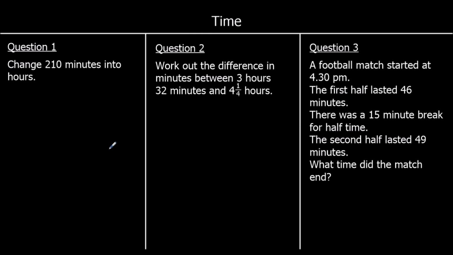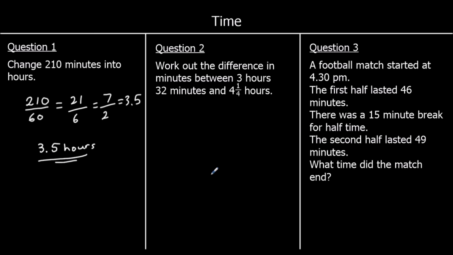Okay, let's finish up with 3 questions. Pause the video, give them a go, and press play when you're ready for the answers. Question 1. Change 210 minutes into hours. 210 divided by 60. So that's a fairly complicated one. So without a calculator, divide top and bottom by 10. 21 over 6. Now they're both in the 3 times table. So divide top and bottom by 3, which is 7 over 2. And half of 7 we can call 3.5. So 210 minutes is 3.5 hours.